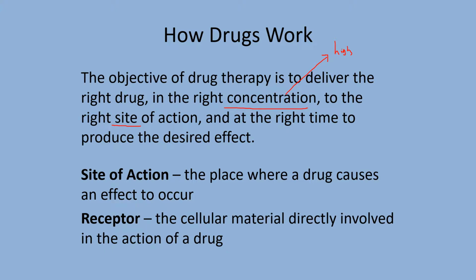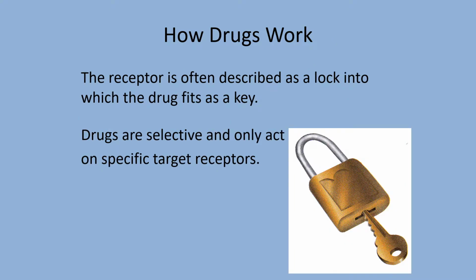Receptor. So this is the exact part of the body that the drug will interact with. And this is going to be at the molecular level. So molecule specific. So smaller than cells, this is how specific a drug is able to recognize the receptor. Think of the receptor as the lock and the key as the drug. Or this could be a hormone or any other chemical messenger. They work the same way.